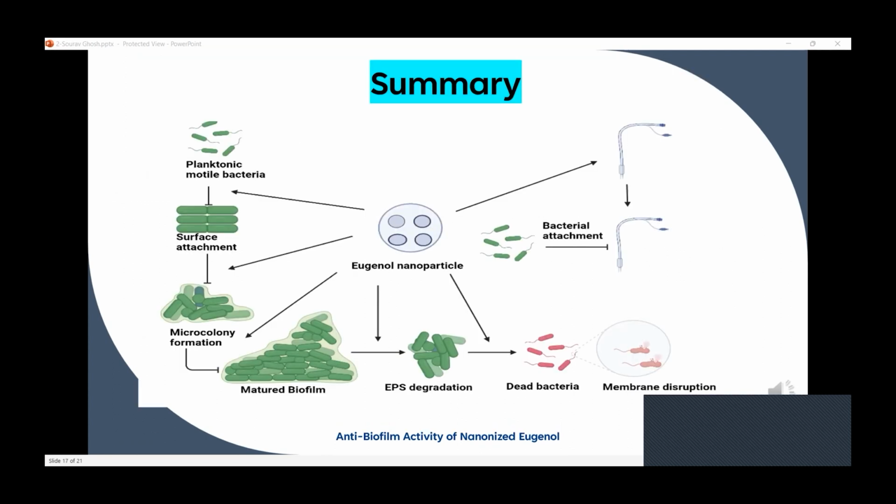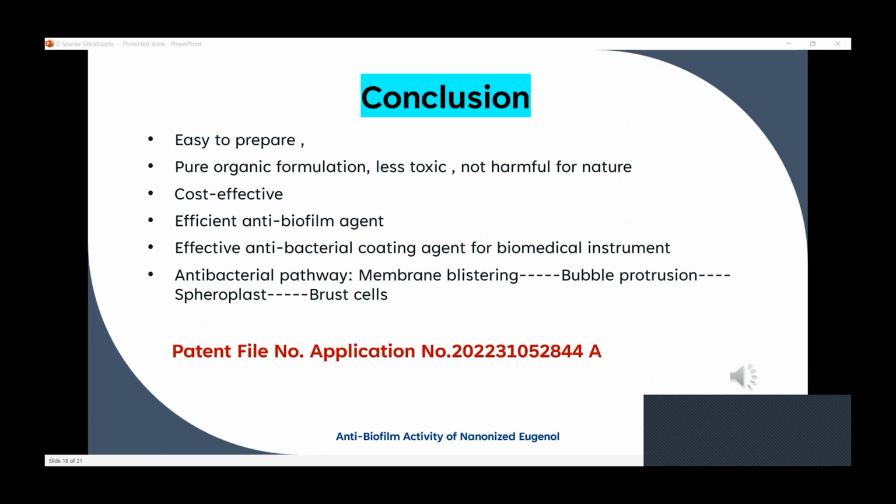This is the summary slide. Our prepared eugenol nanoparticle is capable of inhibiting each and every step of biofilm formation, and when it is applied on mature biofilm, it degrades the EPS component of the biofilm and kills the bacteria by bursting the cell. Eugenol nanoparticle is also used as an effective coating agent for catheter, and bacterial colonization was prevented significantly on the coated catheter. Now it is time to conclude our work.